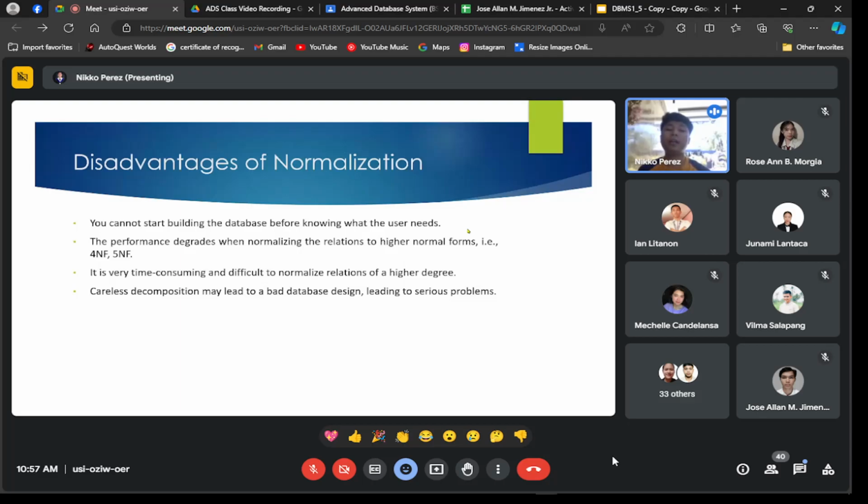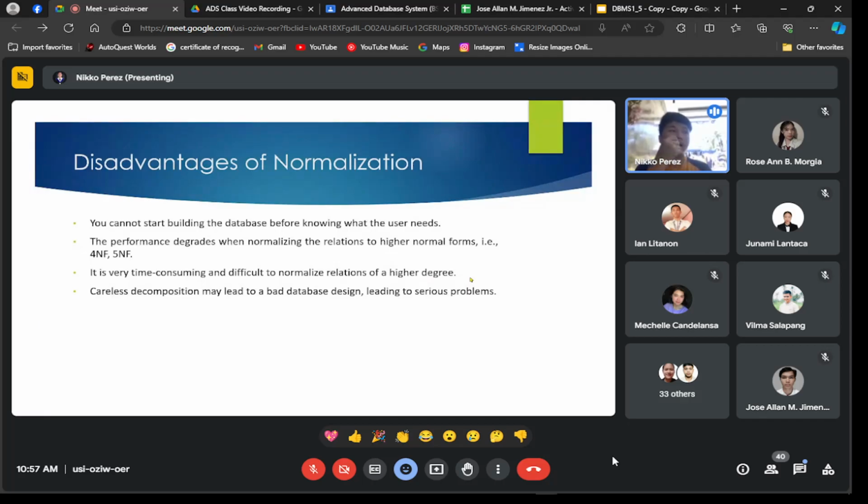So performance degrades when normalizing the relation to higher normal forms. Actually, these are some of the reasons for the disadvantages of normalization. It is very time consuming and difficult to normalize a relation of a higher degree because we have to understand different complexities. And then performance degrades once you try to execute on your computer programs; it might have a hard time generating output ahead of time, or in a snap of a second.